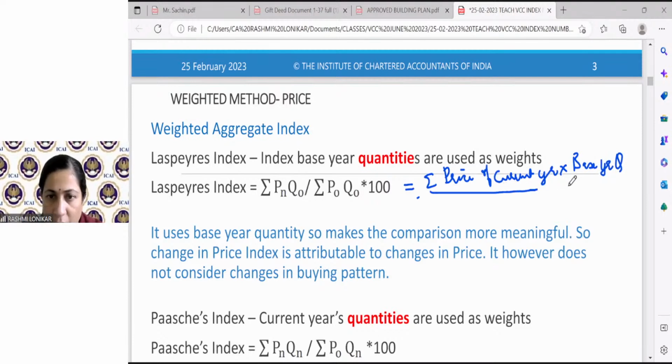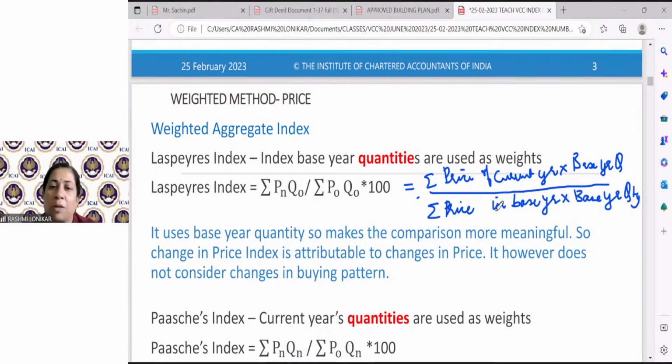upon summation of price in base year into base year quantity. Means what? The same quantity, how much was it costing me in the base year, that is there in the denominator, and in the numerator it is the price in the current year. So that means what? Laspeyres is giving you the effect of the changes due to change in price.